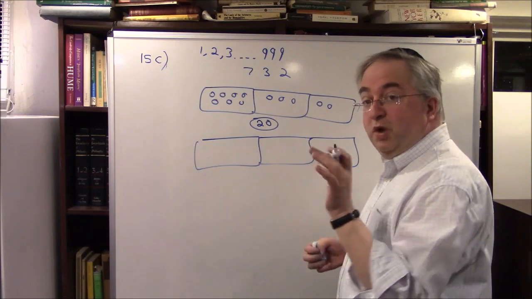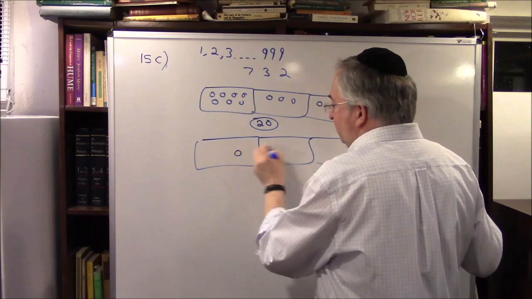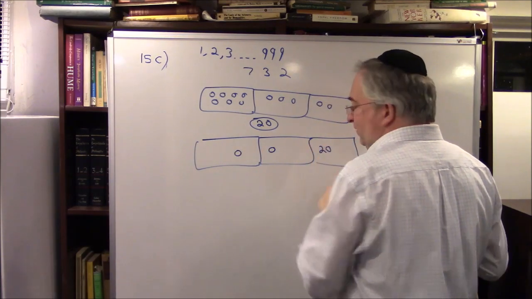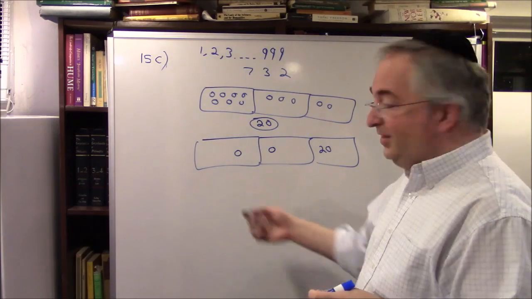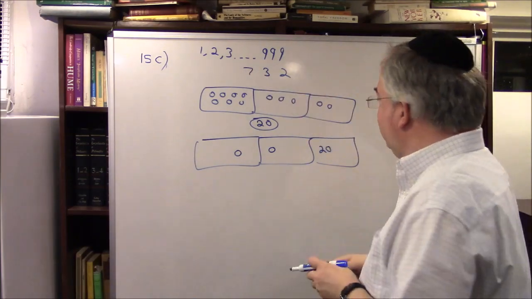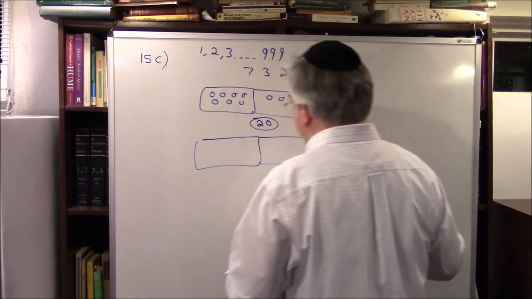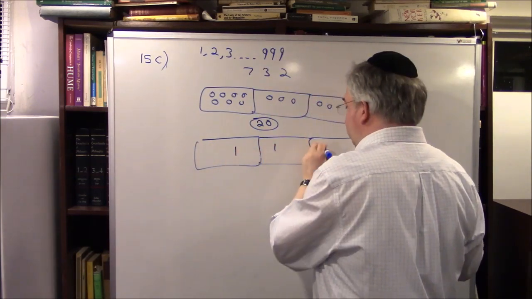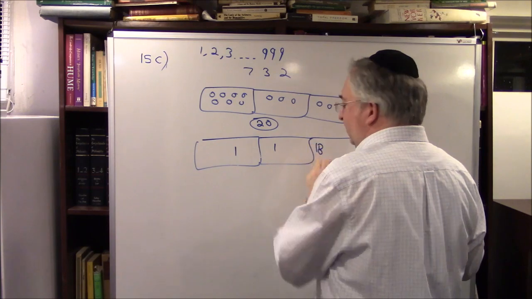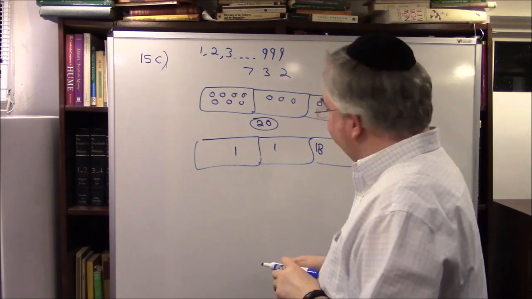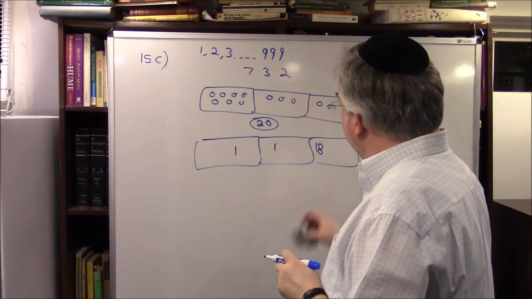Well, let's just see what doesn't work. I can't have 0, 0, and 20 here, because that's not one of these digits. Okay. Let's see. Can I have 1, 1, and 18 here? No, I can't. Okay.